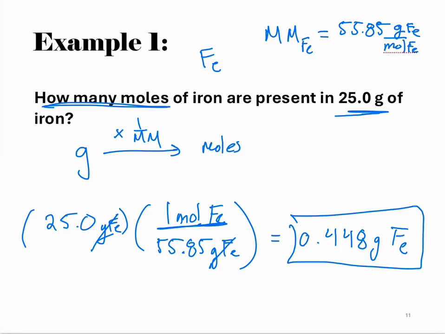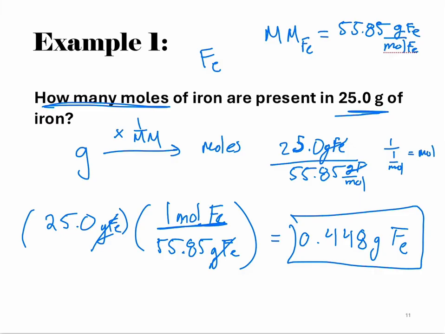Because if we were to do 25.0 grams Fe divided by 55.85 grams per mole, it's the equivalent, the same thing. Units of grams cancel out here, and we're left with units of 1 over mole, which is just units of moles. So we can do it this way if it makes sense to us, but I feel like it's easier to see that the units cancel out this way in our conversion factor.